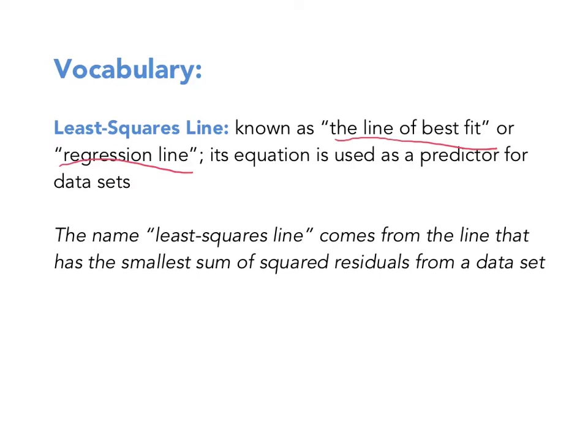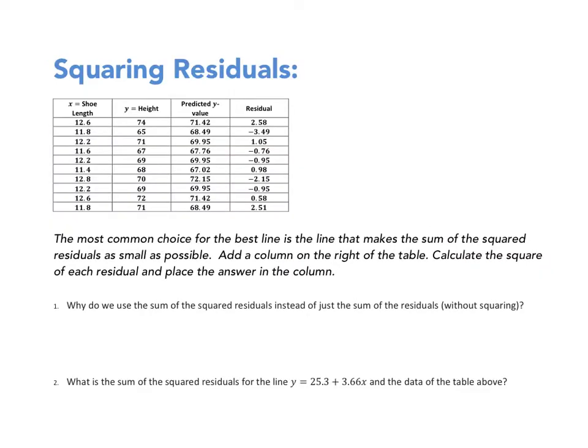The name least squares line comes from the line that has the smallest sum of squared residuals from a data set. So we've done residuals yesterday. Now we're going to square those residuals and add them all up in a process that's kind of like when we found standard deviation.